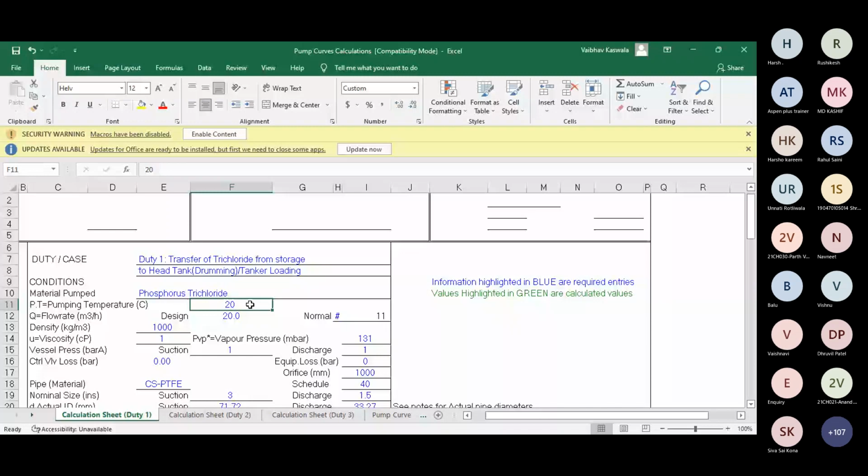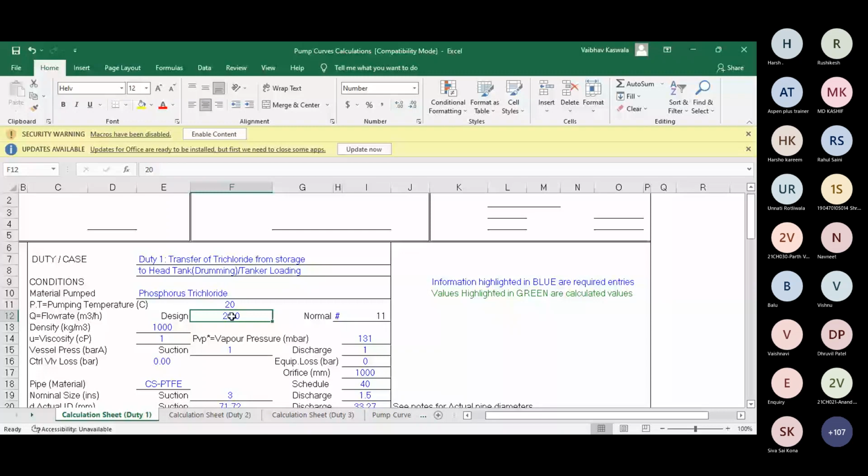When we say the pumping temperature of that particular fluid, there is the phosphorus trichloride. So POCl3 at 20 degrees temperature, what will the vapor pressure be? From the Antoine equation you can find the vapor pressure, or from the literature. That vapor pressure will be used to calculate the NPSH, right? Now my design flow rate is 20, right?